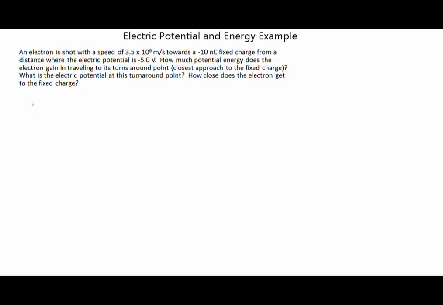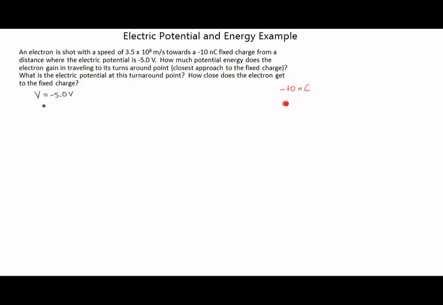So let's start with our initial step, which would be to draw a picture. So here's my fixed charge, that's negative 10 nanocoulombs. And here's the electron. It's initially at a position where the electric potential is minus 5 volts. So let me note that down. V is minus 5 volts. You'll remember that V is used both for the unit of potential, which is volts, as well as the symbol for potential, which is written as a V.